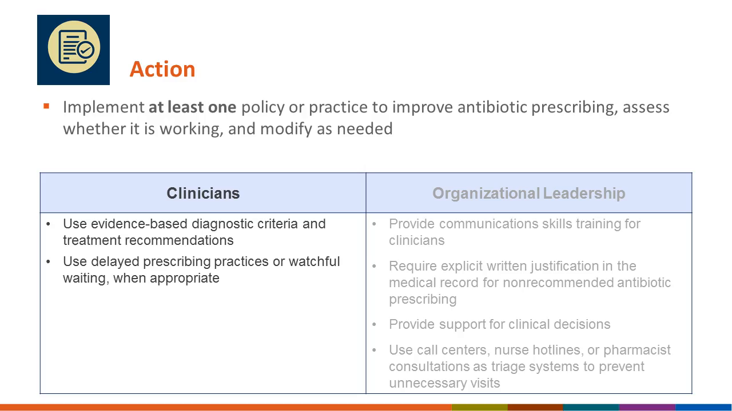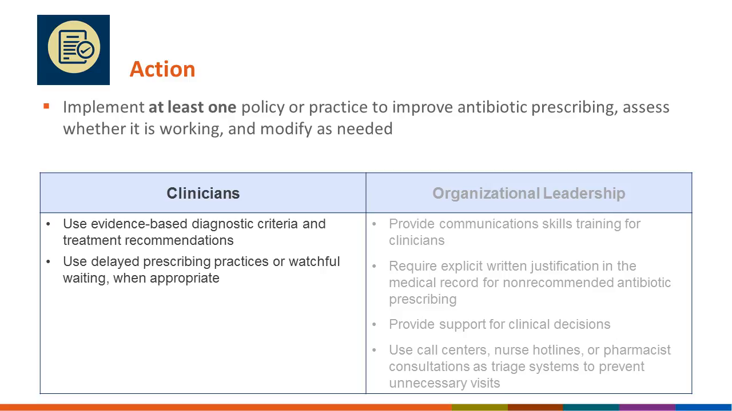Action means implementing at least one policy or practice to improve antibiotic prescribing, assess whether it's working, and modify as needed. So we have included a lot of examples of actions, but again, I want to stress that the core elements are about implementing at least one. So don't feel like you need to start with all of these. As with all quality improvement initiatives, it's best to implement these elements in a stepwise fashion. Implement an action, assess whether it's working, and then modify it if needed.